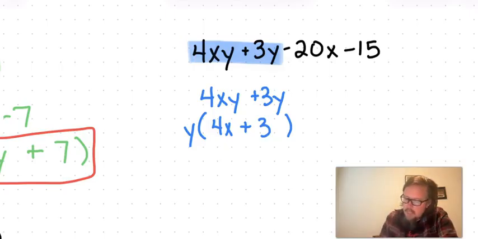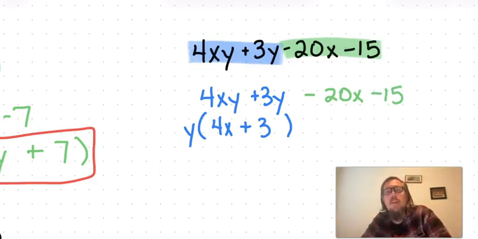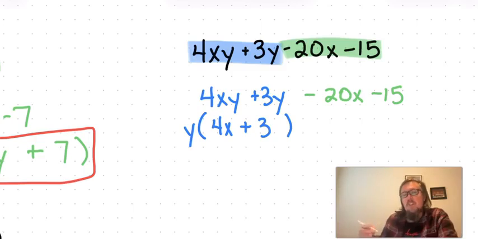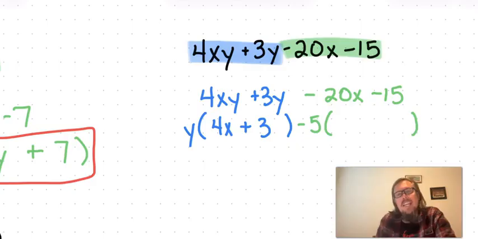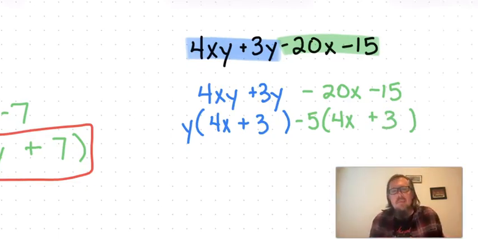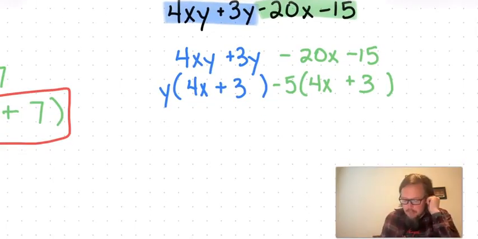Let's do the second one. Minus 20x minus 15. Let's factor those two. They don't have a variable in common, but they do have a number in common. 20 and 15 can both be divided by 5. So they have a common factor of 5. And because this starts with a negative, we're going to factor out a negative 5. Negative 20x divided by negative 5 is a positive 4x, and negative 15 divided by negative 5 is a positive 3.